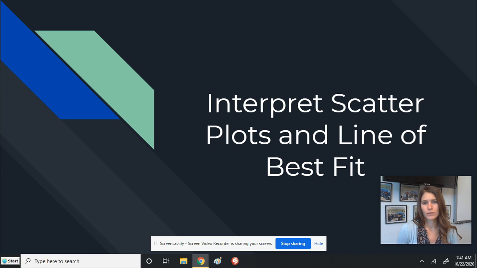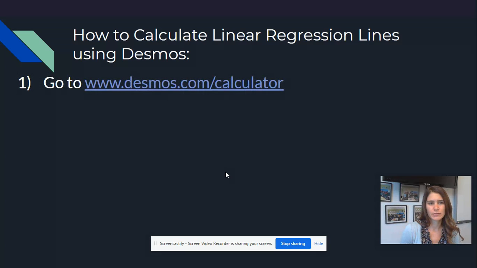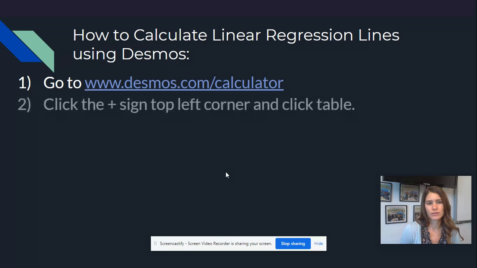Good morning, everybody. So we're going to be interpreting scatter plots and line of best fit, but this time we're going to be using a graphing calculator where we have our linear regression lines, and we're going to be using Desmos this time. So let's go over the steps. You're going to go to this website, desmos.com/calculator, so you can graph it.